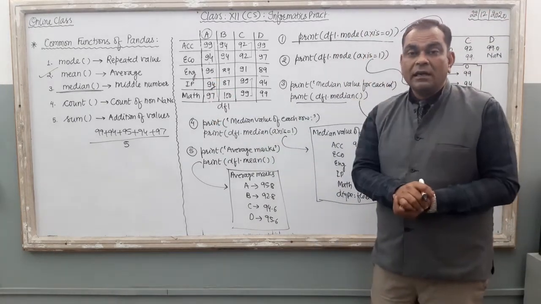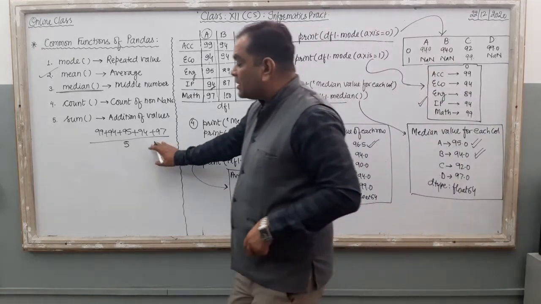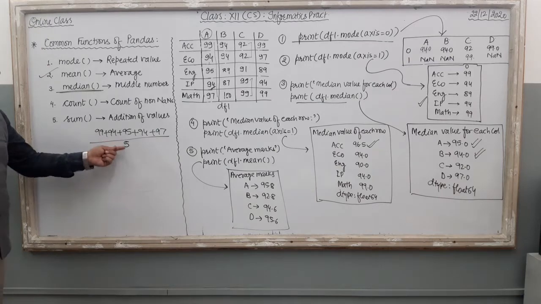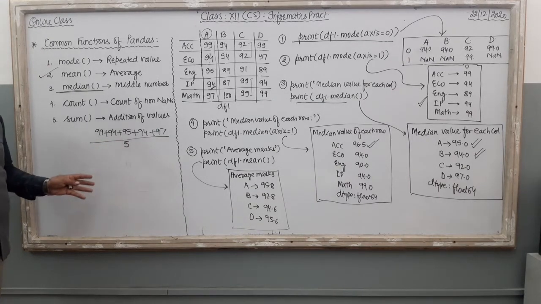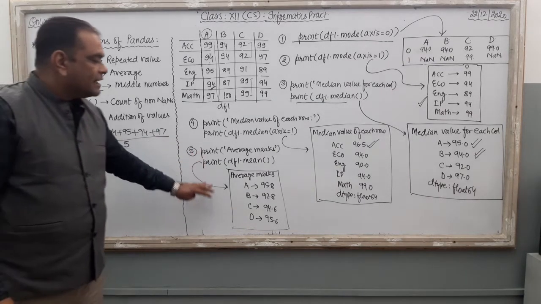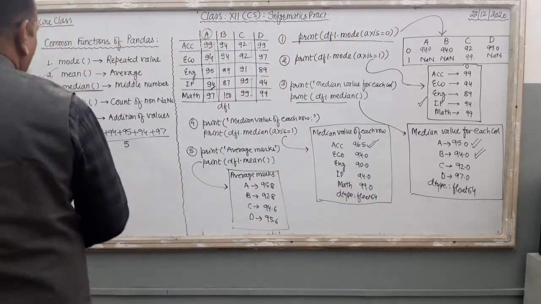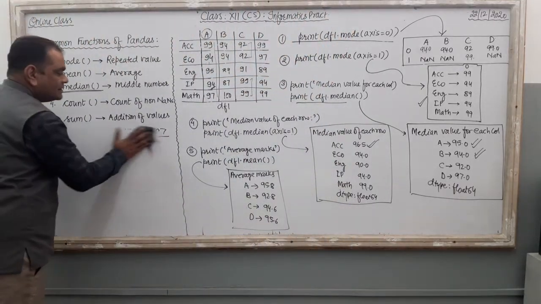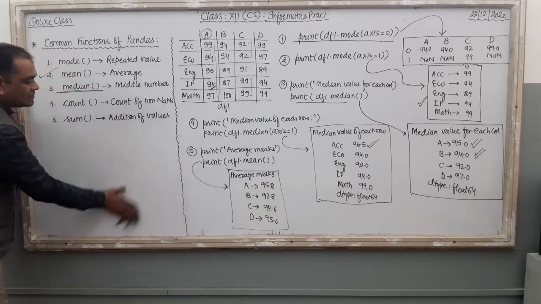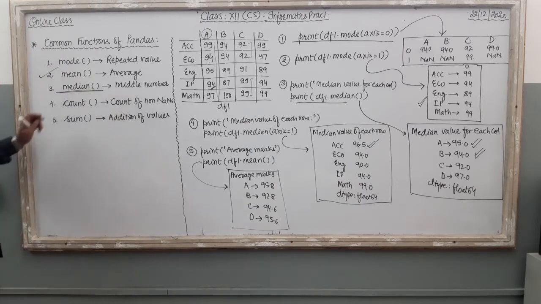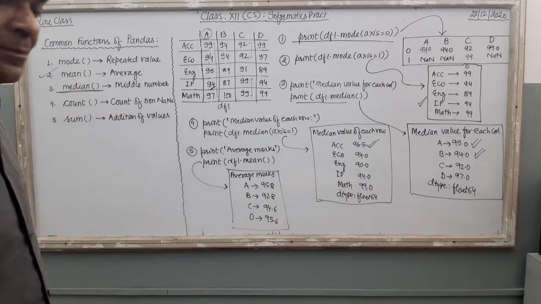So now what will you do? If NaN is there, then you just remove the NaN from the total number of items and divide by 4. Clear? So by this we can generate the mean. Mean is also generated on axis 0 as well as axis 1. Clear? So these three are the most common functions related to Python Pandas.